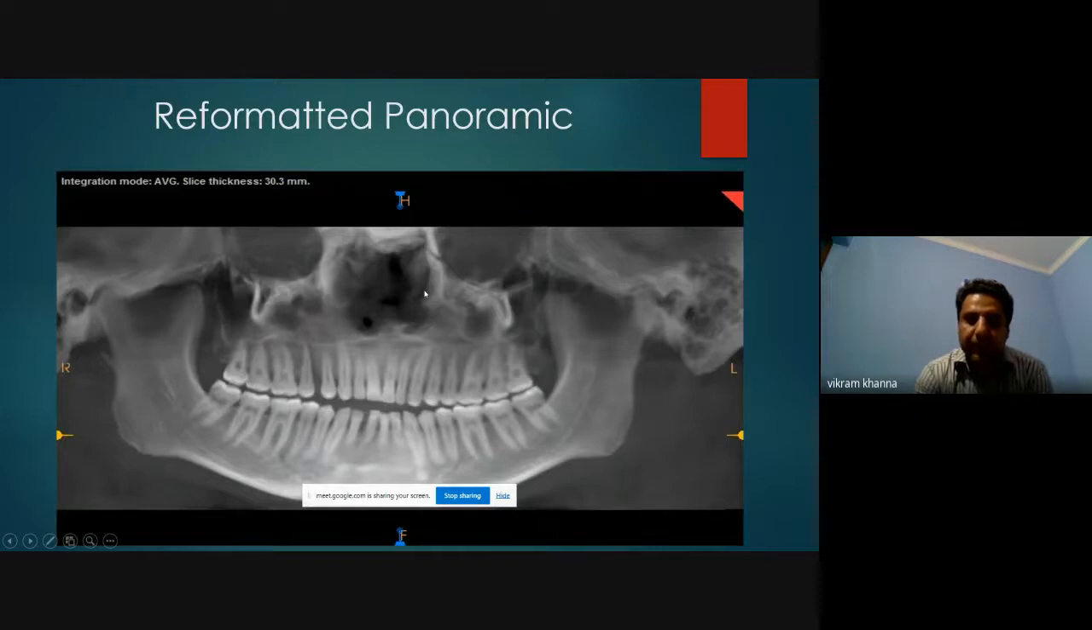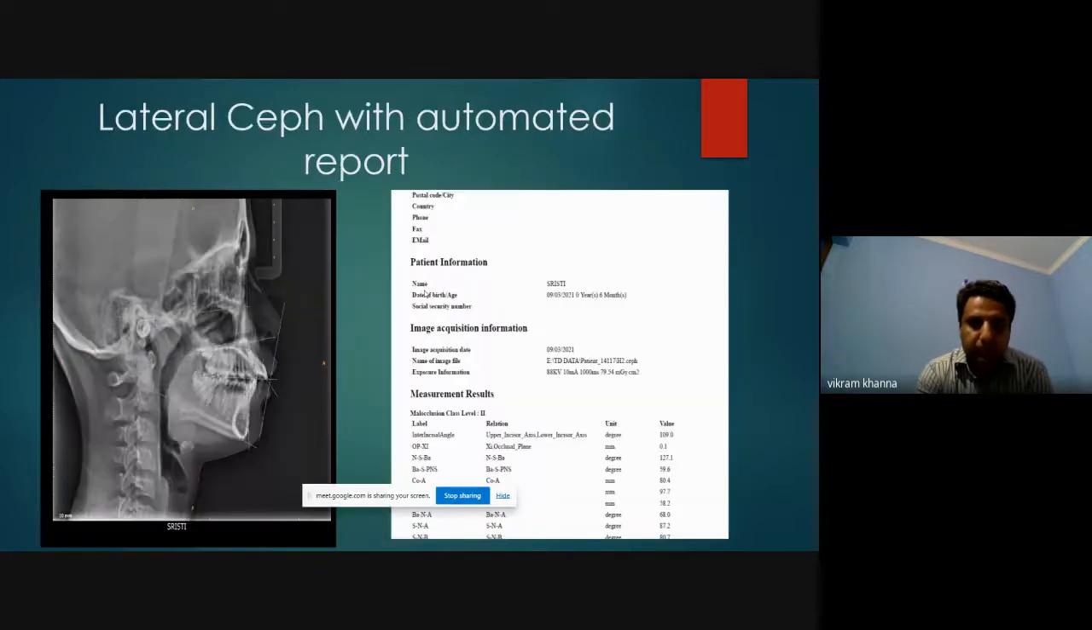This is the reformatted panoramic, which I have told you about. You can also do a lateral cephalogram with all the angles. An automated report is generated for the type of analysis we want for the patient. So it does all that also.